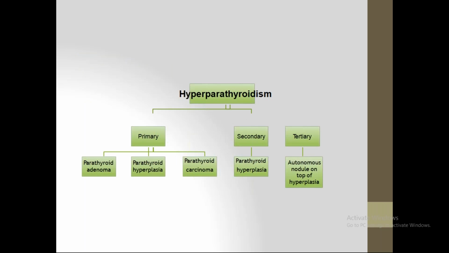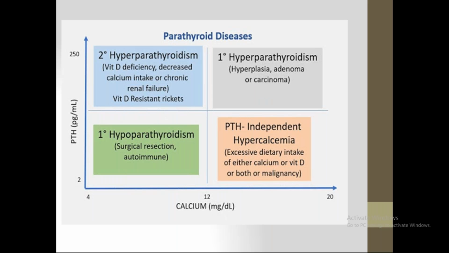So hyperparathyroidism is primary, secondary, tertiary. Primary has three types: adenoma, hyperplasia, and carcinoma, of which adenoma is very common. Tertiary is an autonomous nodule on top of hyperplasia. We will discuss parathyroid disorders in the next class. Secondary is due to vitamin D deficiency, decreased calcium intake, or chronic renal failure, which in turn will result in production of more and more parathyroid hormone.